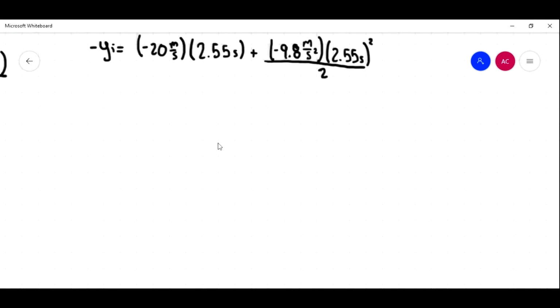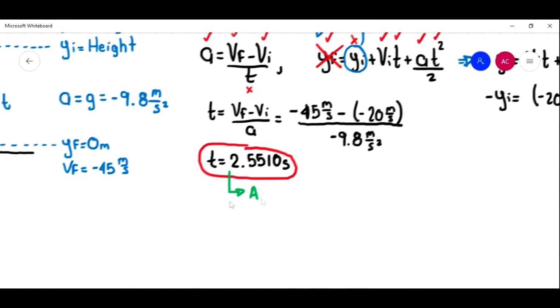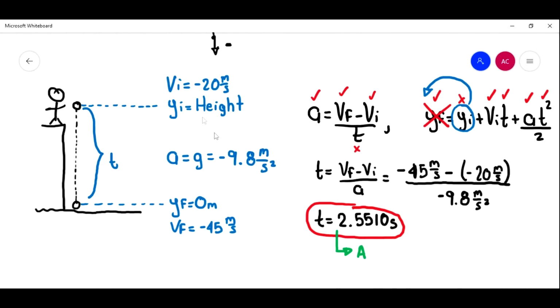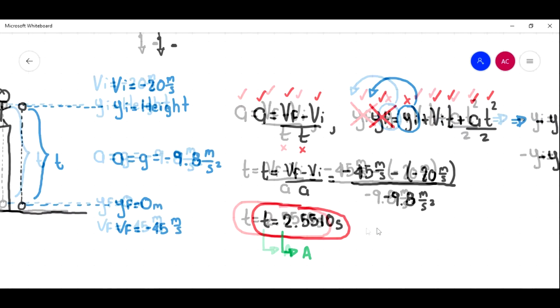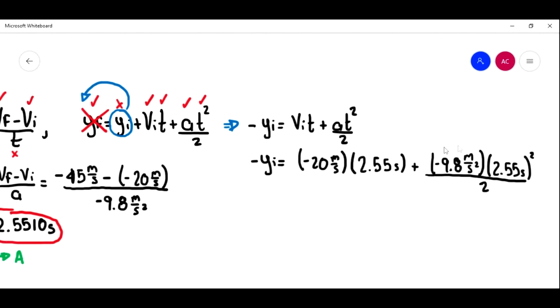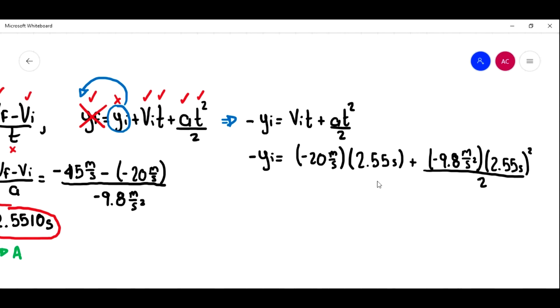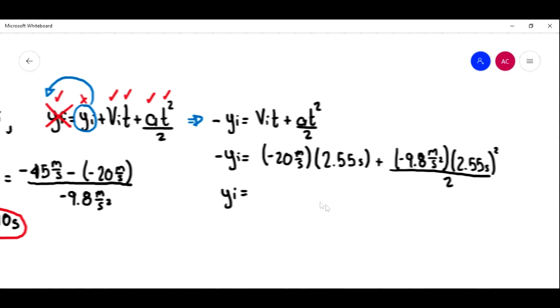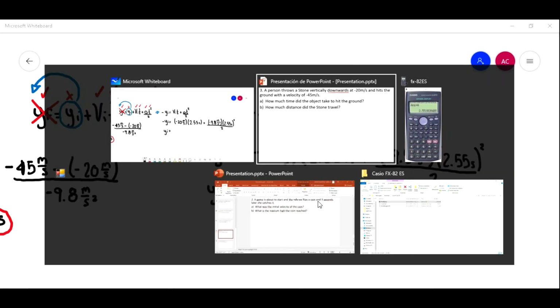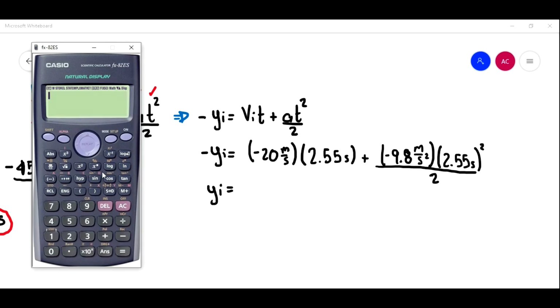Remember, initial position, according to my drawing, must be positive because it's above 0. Everything that is below 0 must be negative. This is 0, and the initial position is above, so it must be positive. So the answer that I get here needs to be negative, and at the end, I'm just going to switch the sign so it can be positive. So let's do it.